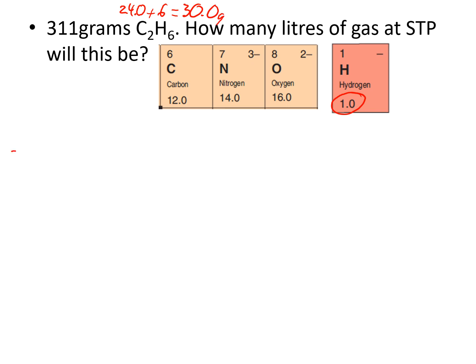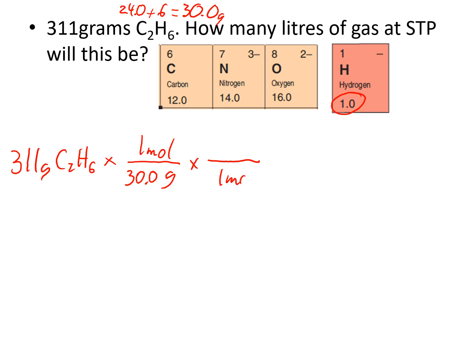So now I'm going to start this by going 311 grams, and I like to write my C2H6 as part of my setup. I want grams to cancel out, so I'm going to put grams on the bottom. 1 mole, and the molar mass of ethane is 30. If I just did this calculation, I would have moles of ethane. But now I want liters of ethane, so I want moles to cancel out. I'm going to put 1 mole on the bottom, and 22.4 liters on the top.